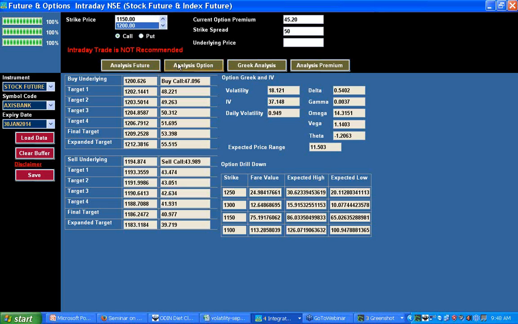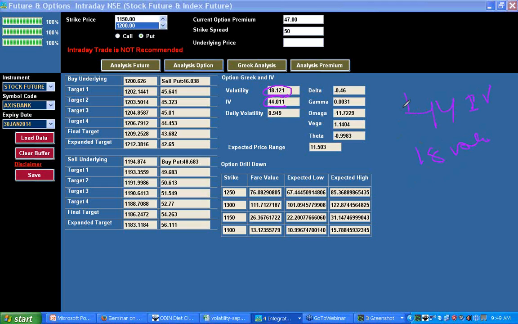Call option, it is not recommending. The reason is the volatility of Axis is 18.12 and implied volatility is pretty high, 37%. So buying of this option is not at all recommended. So let me go for the put option. So this too also is not recommended. 44% implied volatility, with 18% of volatility in the underlying asset.